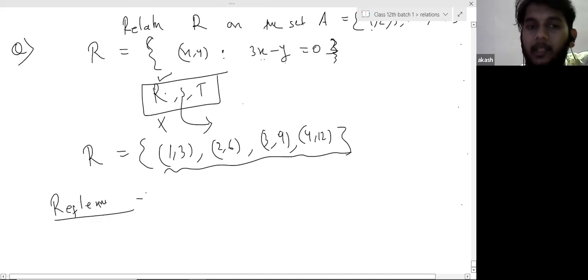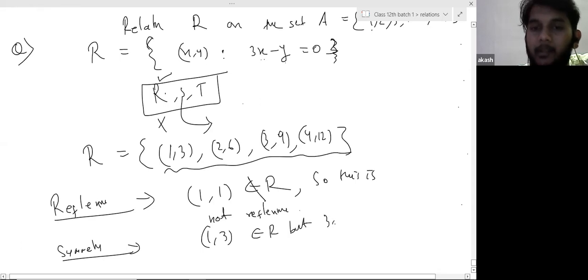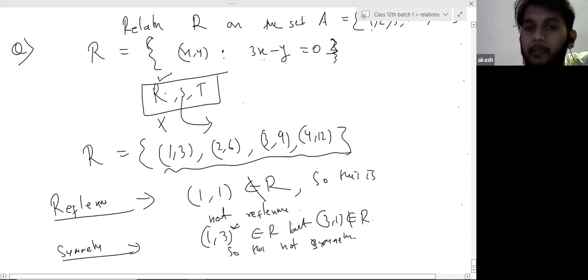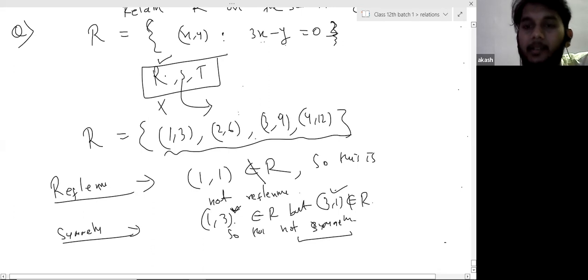Let's check reflexive. So clearly 1, 1 does not belong to R, so this is not reflexive. All right. Now symmetric. We can see that 1, 3 belongs to R, but 3, 1 does not belong to R. So this is not symmetric. Now Ronaldo, you can see if even one element misses its counterpart, then the whole relation is not symmetric. We don't say that for 1, 3 this is symmetric but not 3, 1, because both of them are necessary for the relation to be symmetric. If one of them misses the counterpart, then the whole relation is not symmetric.